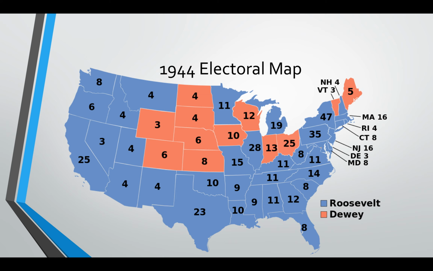As you can see from the 1944 electoral map, President Roosevelt successfully kept the states in the South from defecting to the Republican Party and built a broad New Deal coalition. Eventually, Democrats would lose support in the South as they pushed for more civil rights reforms.